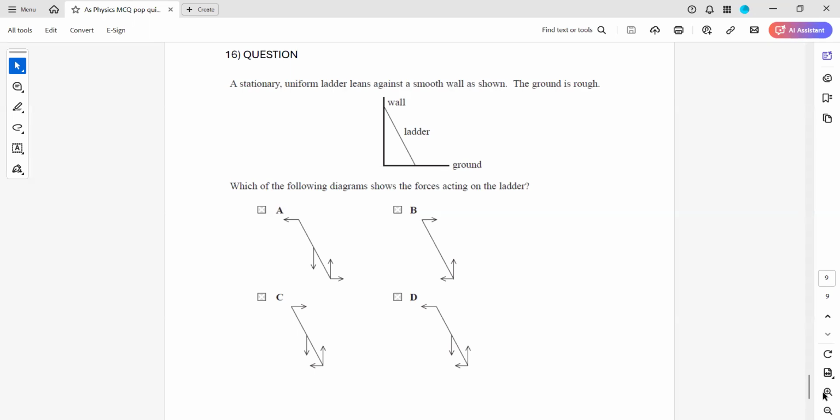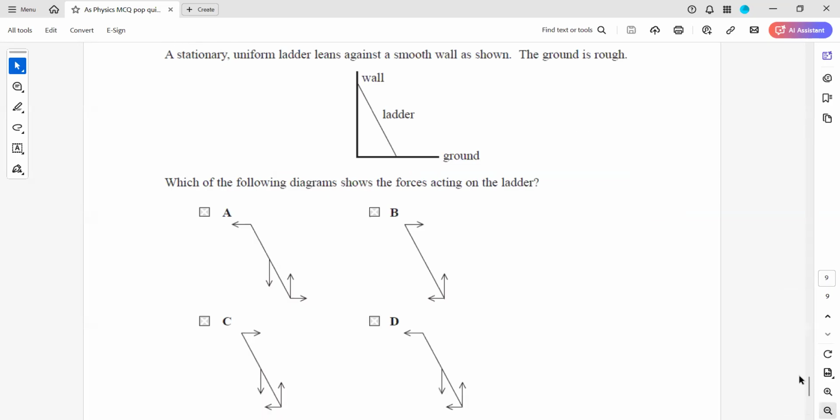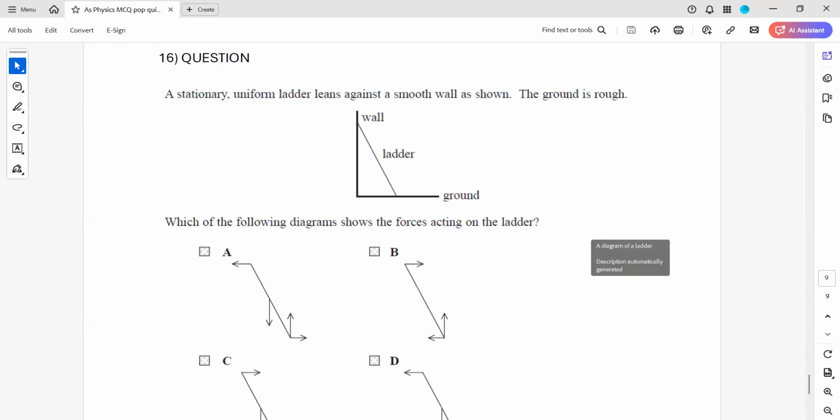Okay. In question 16, a stationary uniform ladder leans against a smooth wall as shown. The ground is rough. Which of the following diagrams shows the forces which are acting on the ladder? Different types of forces can act on an object. First thing, they mention it's rough. So the tendency of the ladder is to skid, like slide down. So there will be a friction which tries to oppose the motion. The friction of the ground surface will try to oppose the motion of the ladder.